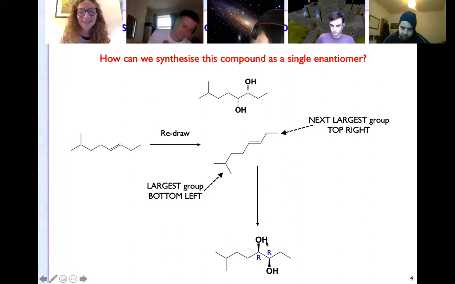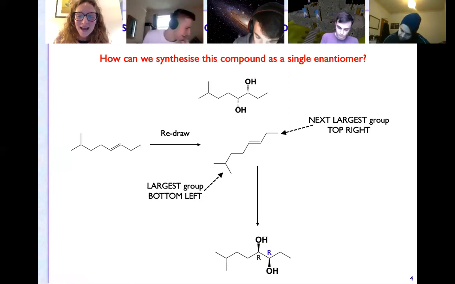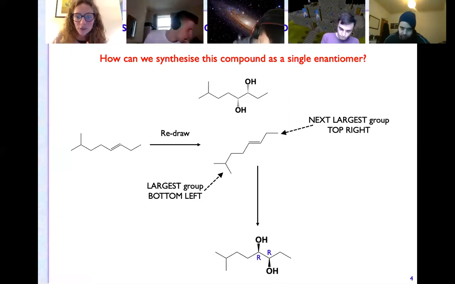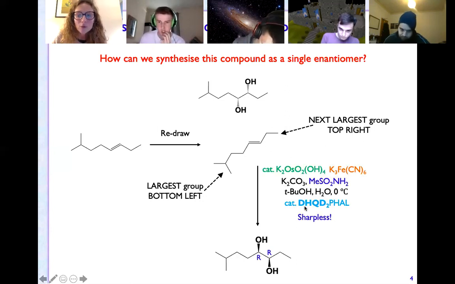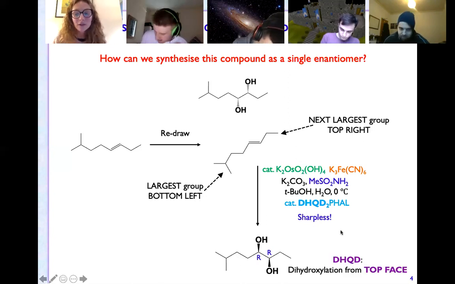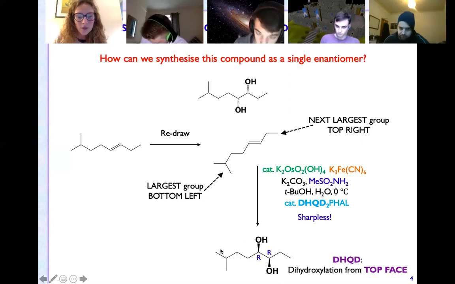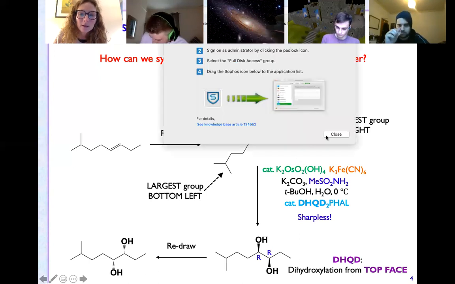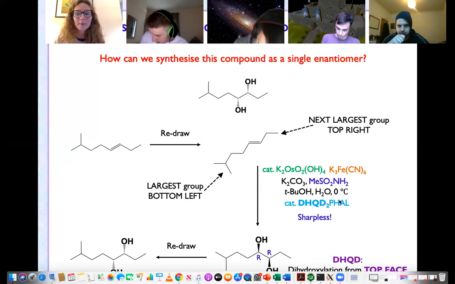That's fine, no worries. Okay, so in order to do that, the conditions of the Sharpless dihydroxylation are the same. We just need to change the ligand that we use. So when the alkene is in this position, we want to use DHQD in order to have our hydroxyl groups delivered from the top face of the alkene. Okay, guys? If we redraw this molecule here, we see that it is exactly the same enantiomer that we wanted to start with. Okay?